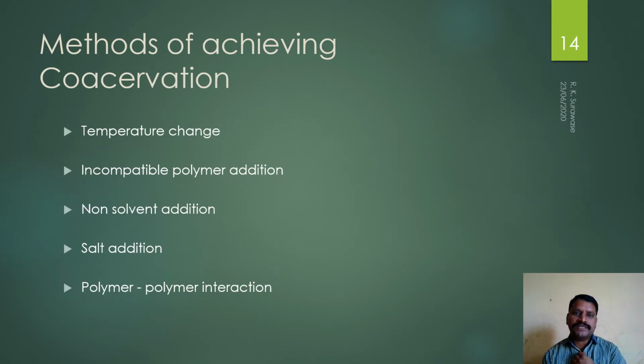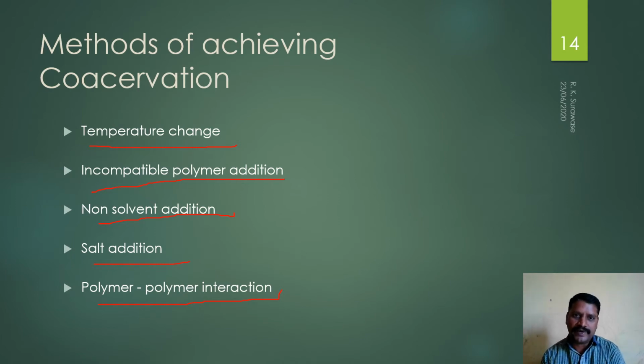Now these are the methods of achieving coacervation. As I said, the temperature change, incompatible polymer addition, non-solvent addition, salt addition, polymer-polymer interaction. So now see, the name itself indicates the temperature. Here the temperature plays a very important role in phase separation, and then formation of coalescence or coacervation.